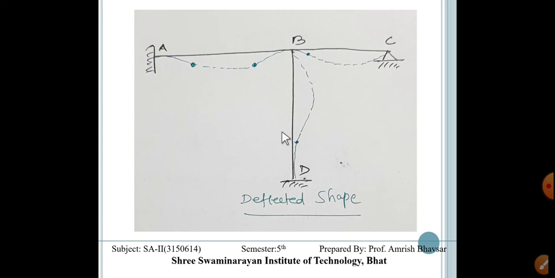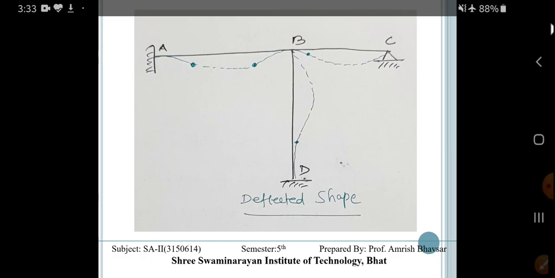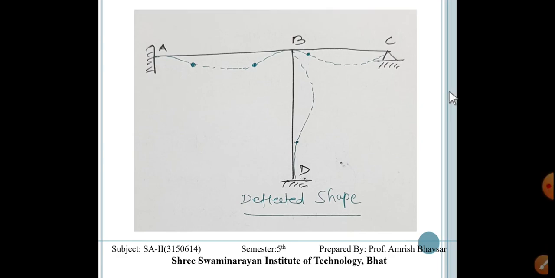Now whenever we are going to find out the shear force and bending moment diagram and deflected shape for our frame, this is the simplest method: first we have to identify whether this frame is sway or non sway. Sway frame हमने देखा, non sway frame हमने देखा, right.